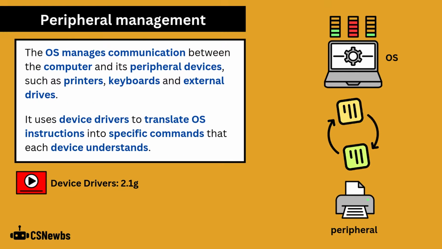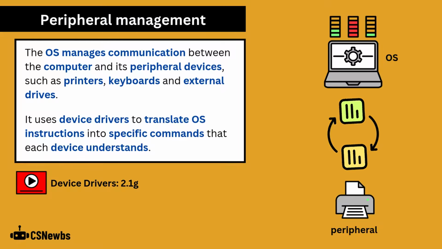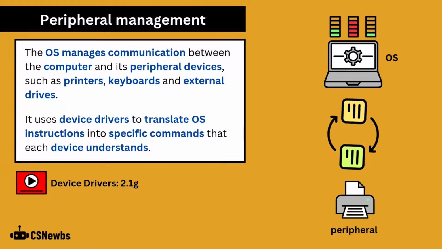The operating system manages communication between the computer and its peripheral or external devices, such as printers, keyboards, and external storage drives. It uses device drivers to translate operating system instructions into specific commands that each device understands. Device drivers are explained in more detail in section 2.1g.